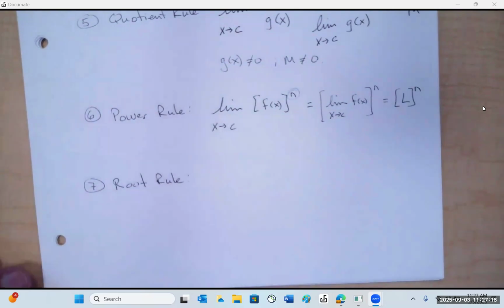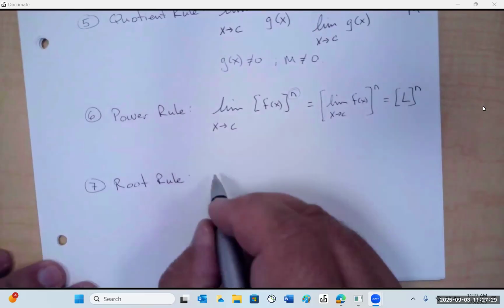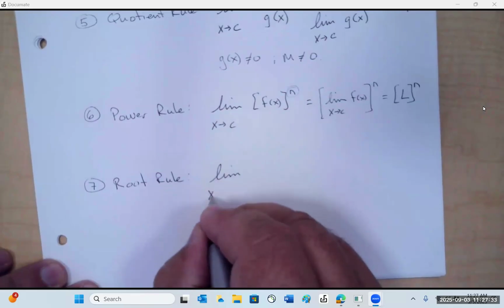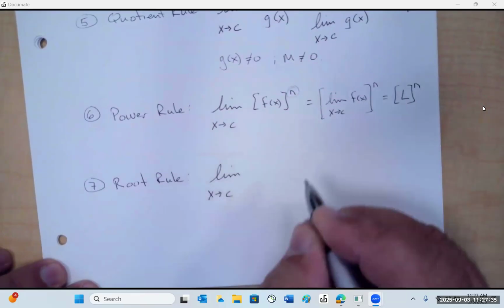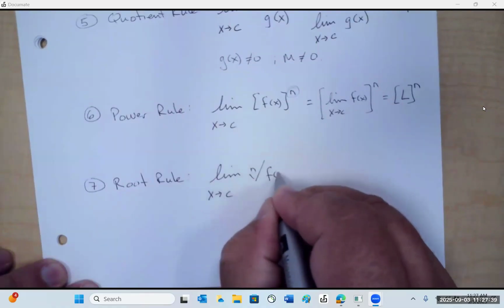The root rule. Let me write down first and I'll show you. These two, 6 and 7, are the same thing. The limit as x approaches c of the nth root of f of x.